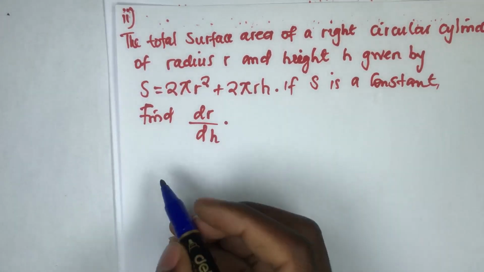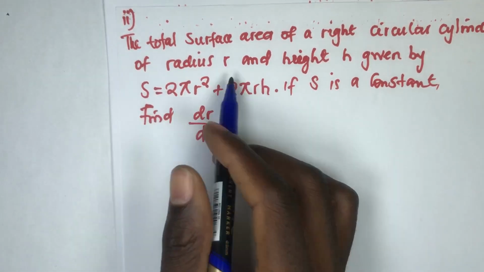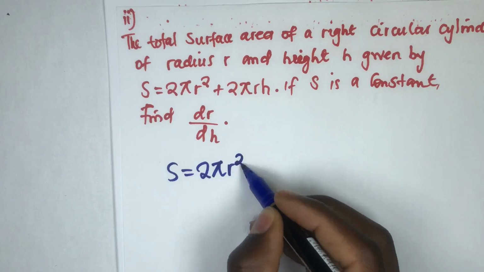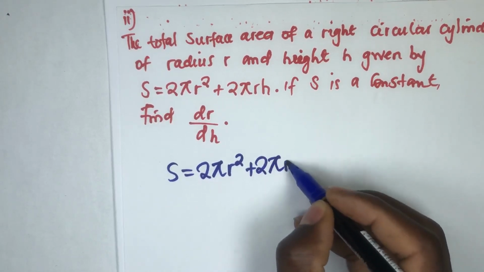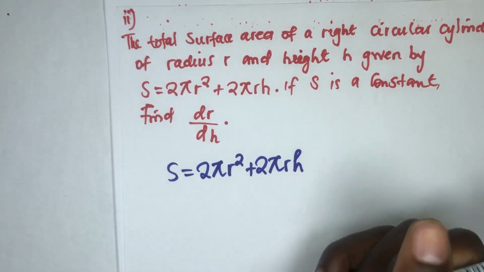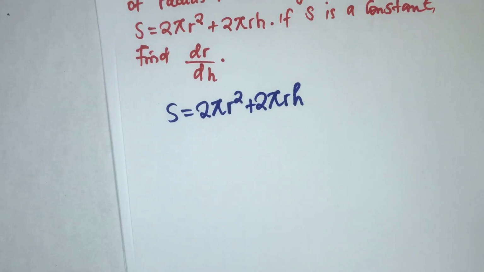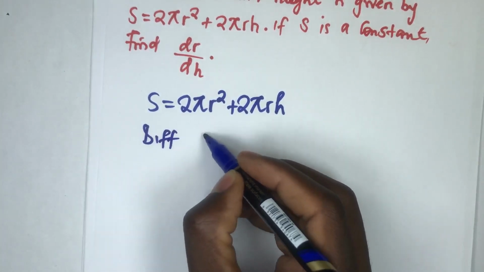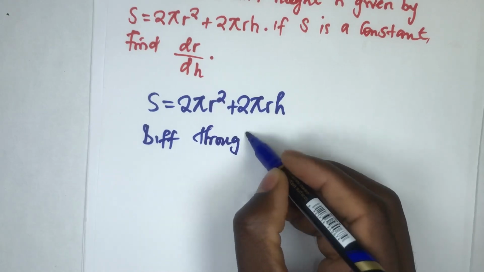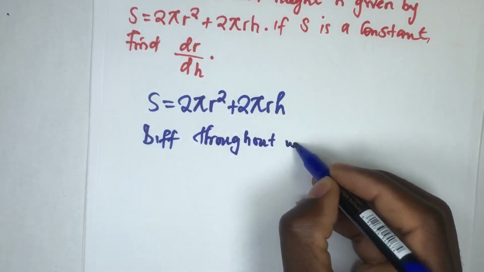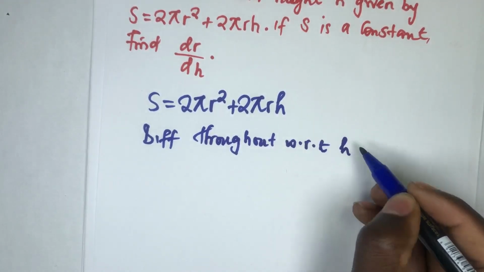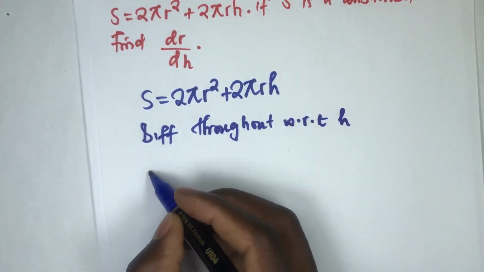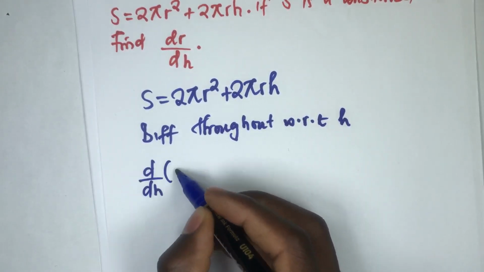So what we do here, the first thing is we're going to write this expression that we have there, S is equal to 2 pi r squared plus 2 pi r h like this. So now we just put a statement under there to show that we're differentiating with respect to h. So it's differentiating throughout with respect to h. So differentiating throughout with respect to h, we're going to differentiate the left hand side with respect to h.